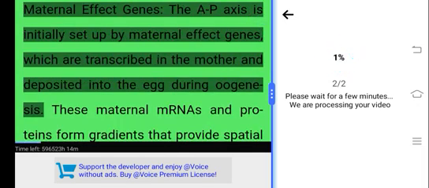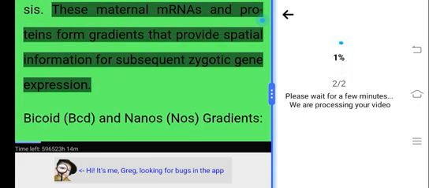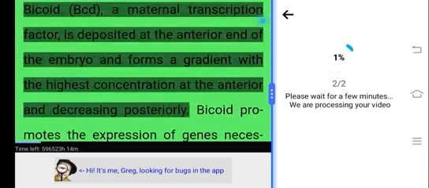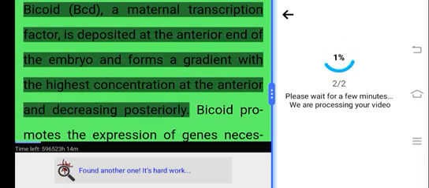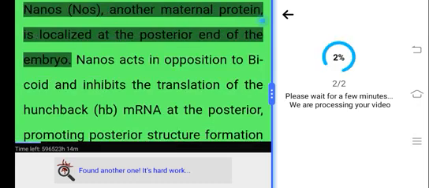Maternal effect genes. The AP axis is initially set up by maternal effect genes, which are transcribed in the mother and deposited into the egg during oogenesis. These maternal mRNAs and proteins form gradients that provide spatial information for subsequent zygotic gene expression. Bicoid (BCD) and Nanos gradients. Bicoid, a maternal transcription factor, is deposited at the anterior end of the embryo and forms a gradient with the highest concentration at the anterior and decreasing posteriorly. Bicoid promotes the expression of genes necessary for anterior structures, such as the head and thorax. Nanos, another maternal protein, is localized at the posterior end of the embryo.